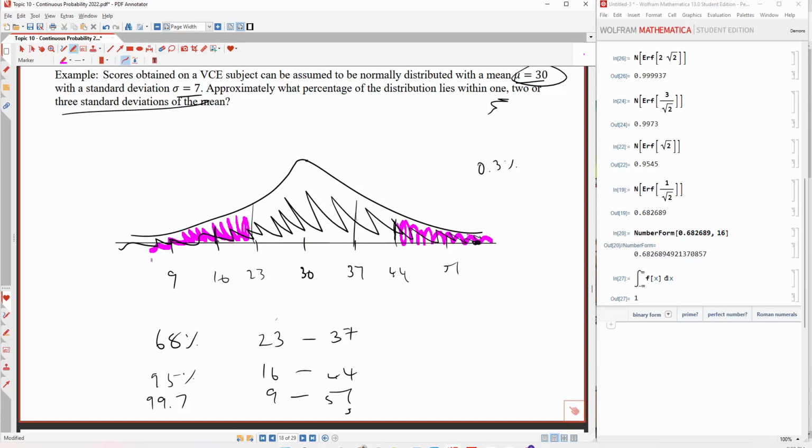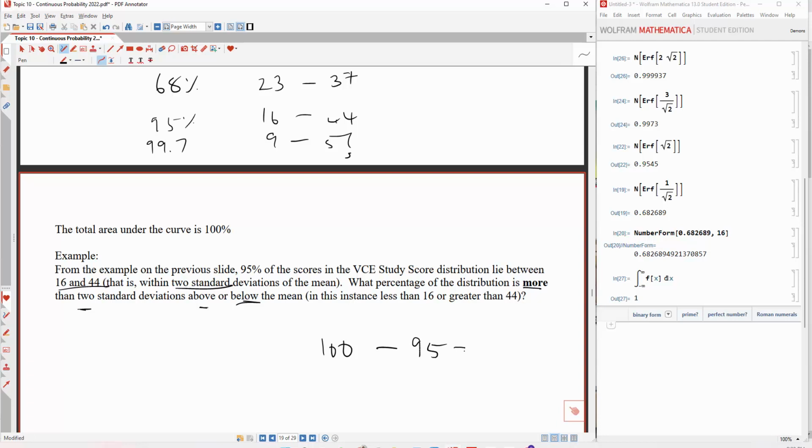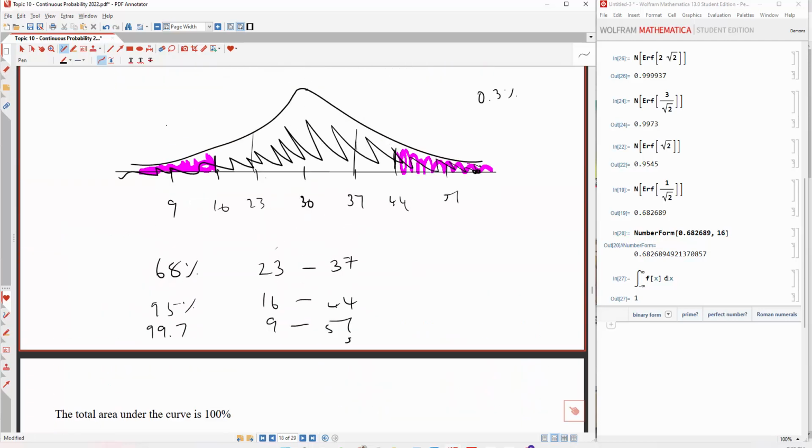No, that's not the one. It should be 2 standard deviations, which is this one. Okay, so to answer this question, I basically will go all of the values, 100%, remove 2 standard deviations, which is 95% of the cohort, means that we've got 5 left over. And so that means that both of these bits here equal 5. And that means that individually this will be 2.5 and this will be 2.5.